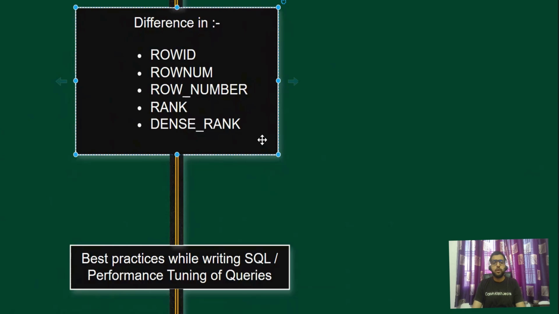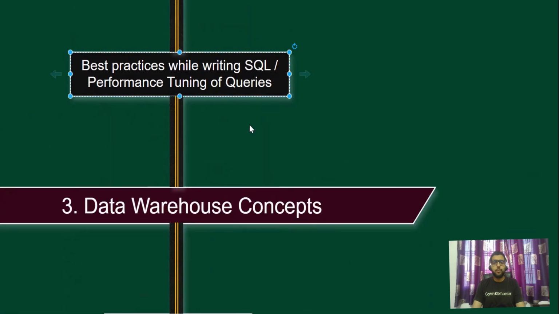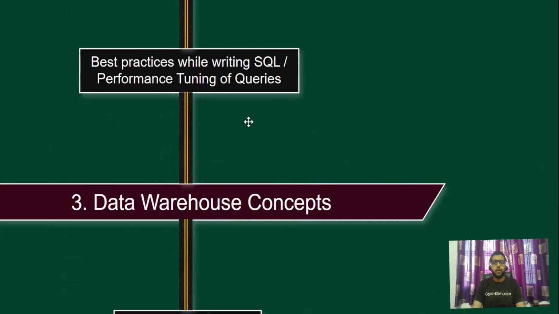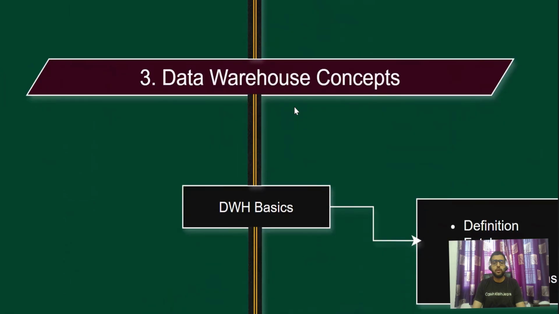Then we will see what the difference is between row number, row ID, rank, and dense rank, what the meaning of each term is, and where these are useful. We will see each of them. And then we will talk about some best practices while writing SQL and how to do performance tuning of any existing SQL queries. Here is the end of our section number 2.